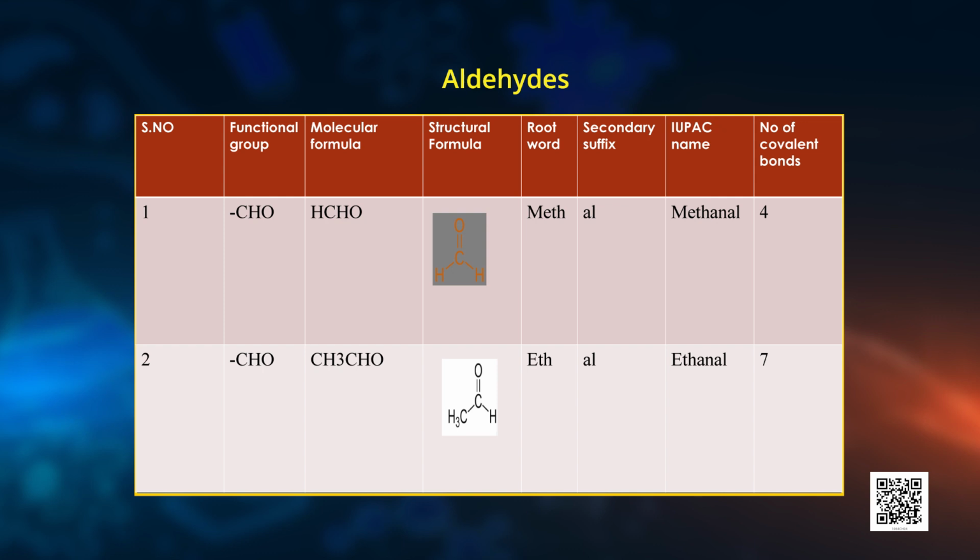In the same way, if I want to make the second member, what do I have to do? Again, I have to place one CH2 group for the second member. So you can place it and have fun with your own creativity.